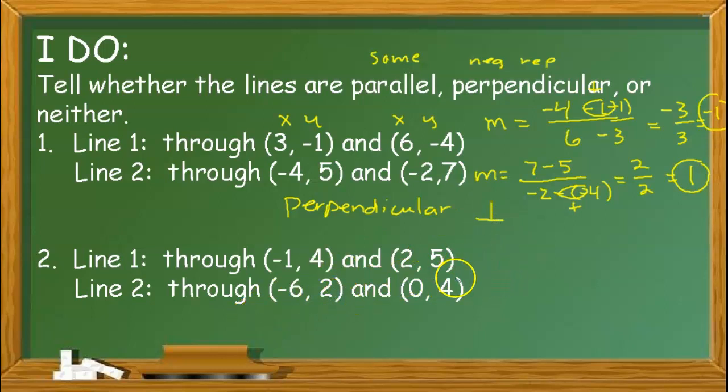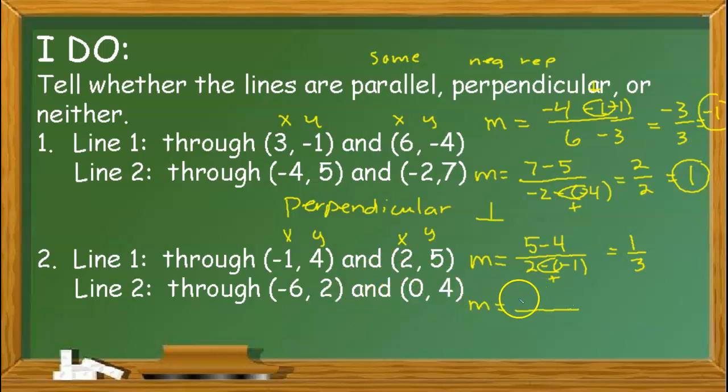Okay, let's try the next ones then. So again, put my x's and my y's on there. Five minus 4, 2 minus a negative 1. So that's going to give me a 1 and a 3, 1/3. Remember, you could always pause these before I do them and see if you can get the same thing as I do.